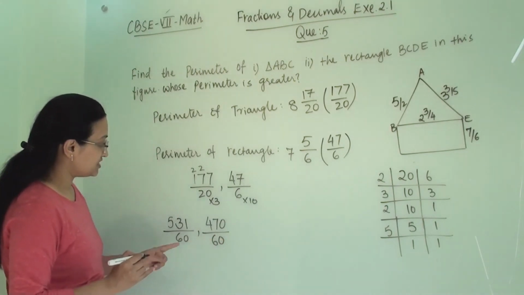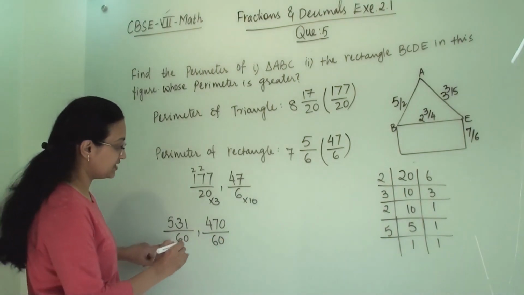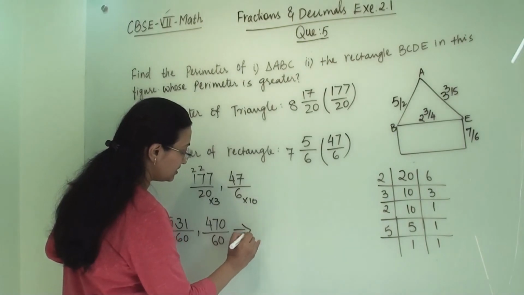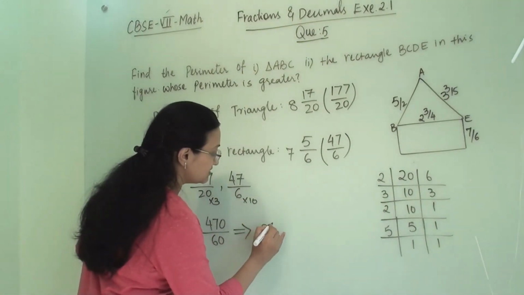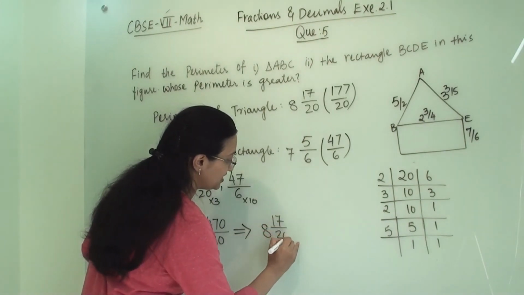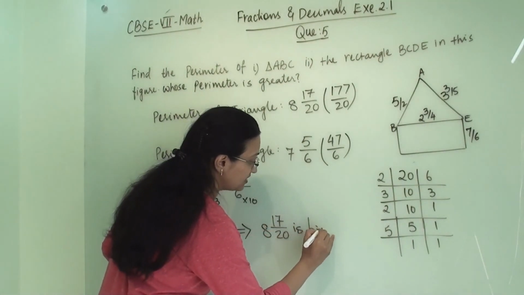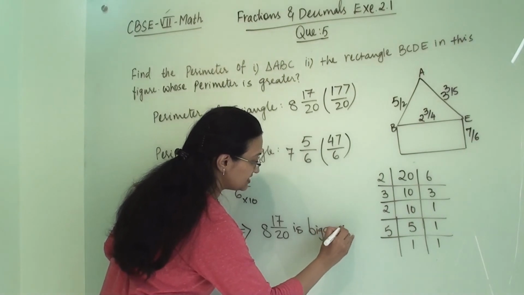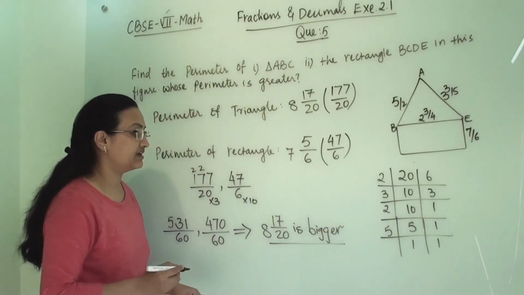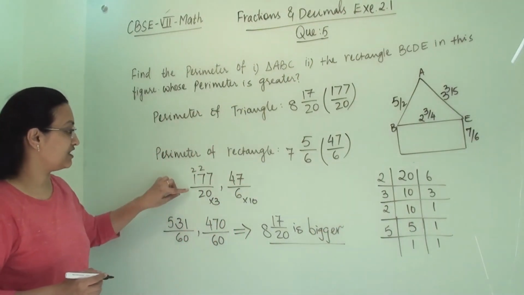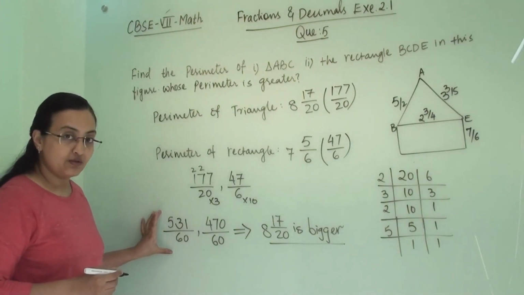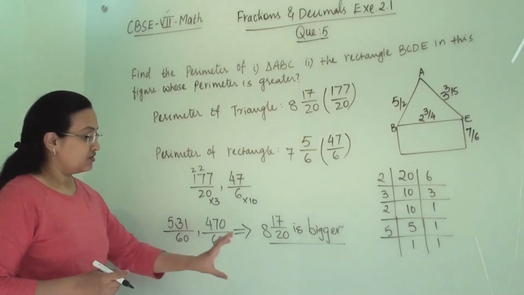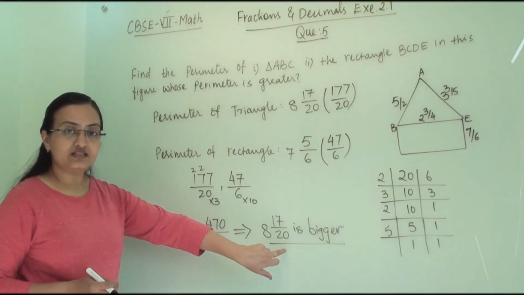Now which term is bigger? This term is bigger. So in turn, whose area is bigger? 8 17/20 is bigger. So the triangle's area is bigger than the rectangle's area, because when we changed them into like fractions, this one we got is bigger as a fraction. So here the triangle's area is bigger.